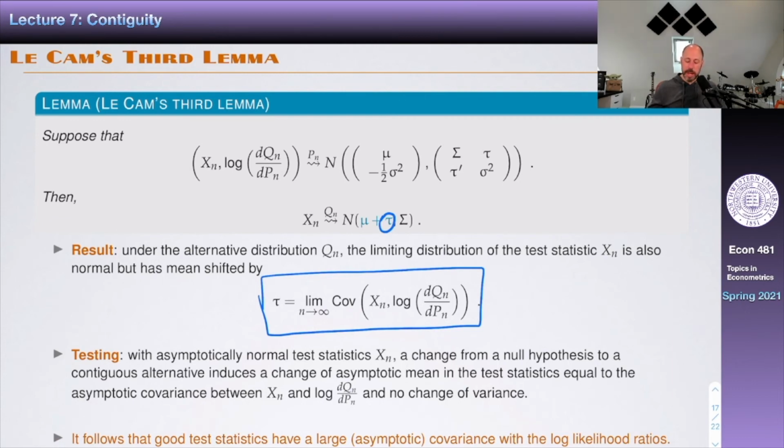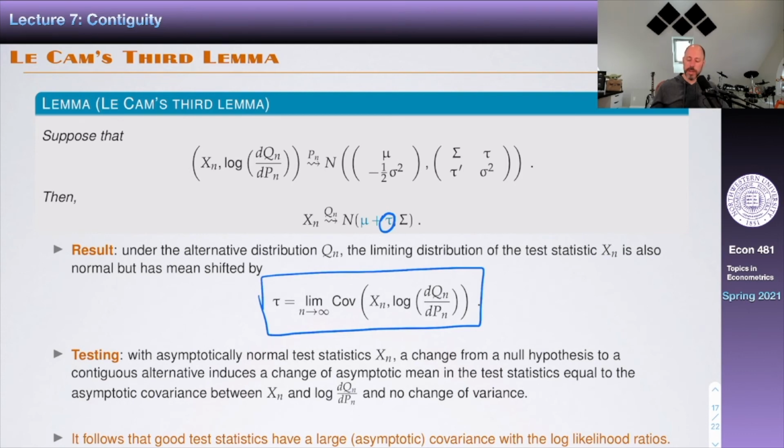And so if you focus on testing with asymptotically normal test statistics Xn, a change from a null hypothesis to a contiguous alternative induces a change in the asymptotic mean of the test statistic equal to the asymptotic covariance between the test statistic and the log likelihood ratio, and no change of variance. It follows from here that a good test statistic has large asymptotic covariance with the log likelihood ratio. So in a way, we know the advantages of the likelihood ratio test in parametric models. Here we are seeing also how in asymptotic experiments that are not going to be parametric, they're going to be semi-parametric and so on, good tests are going to be highly correlated with the log likelihood ratio. I'm going to show how we can exploit this, especially tomorrow. But this is a very powerful lemma, Le Cam's third lemma.